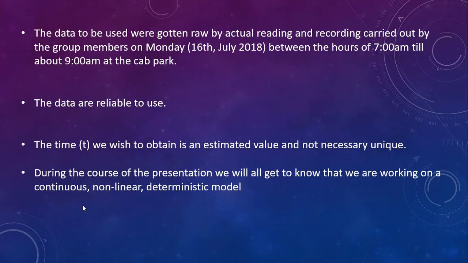on Monday, 16th of July, 2018, between the hours of 7 a.m. till 9 a.m. at the car park. The data are reliable because we actually went to the car park to get the data raw. So the time we wish to obtain is an estimated value and not necessarily unique. So we want to just give an estimated value.